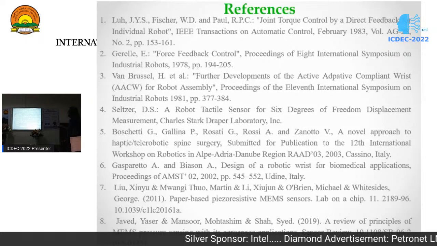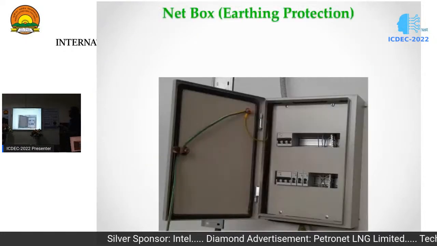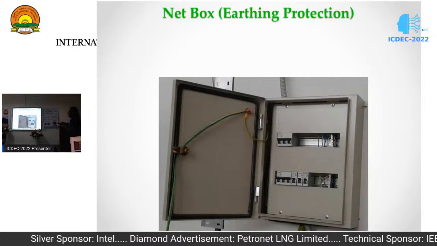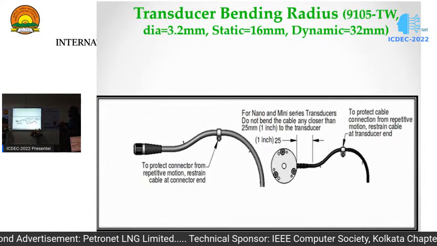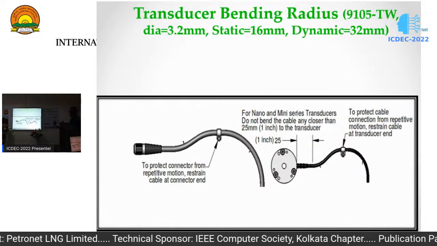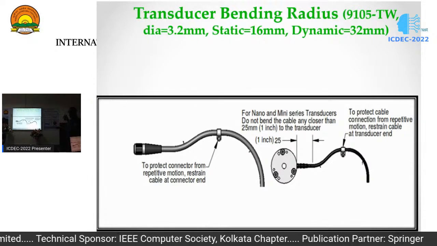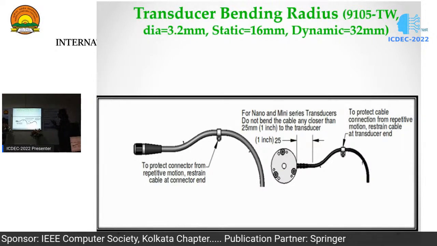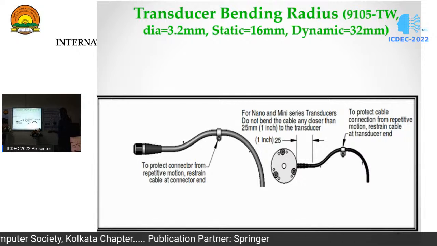For references, I have some appendix on the diagrams. Some precautions: the bending radius should not be more than 1 inch. Otherwise, this transducer will be damaged.